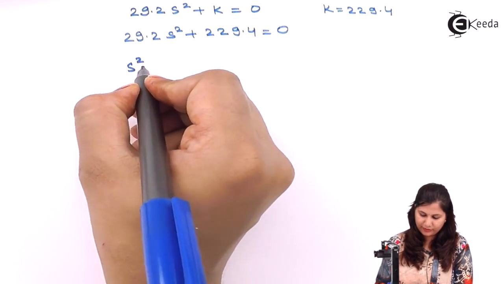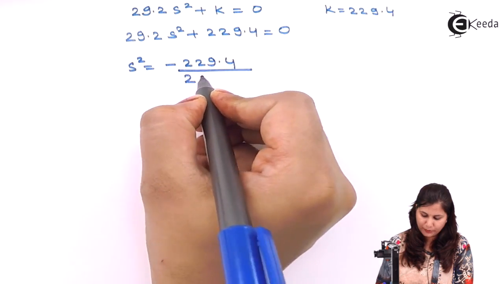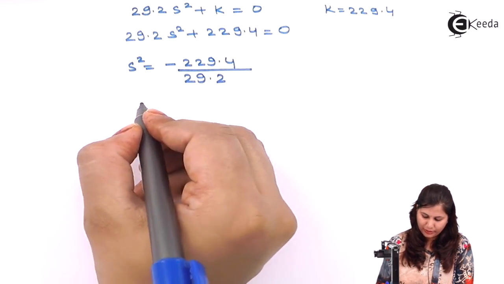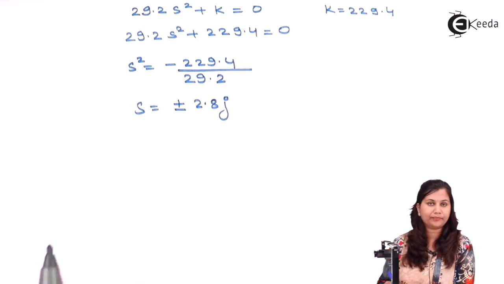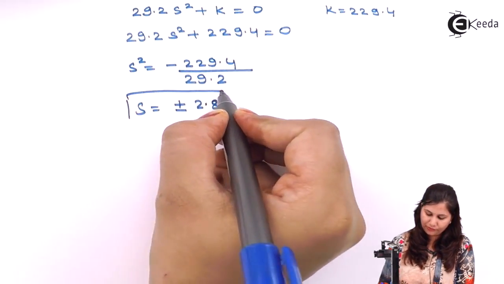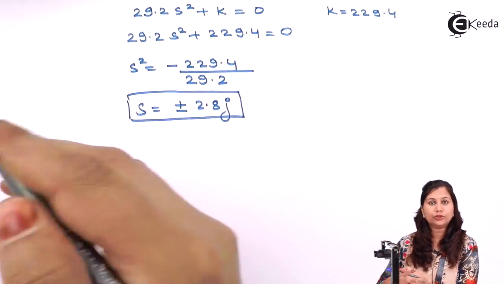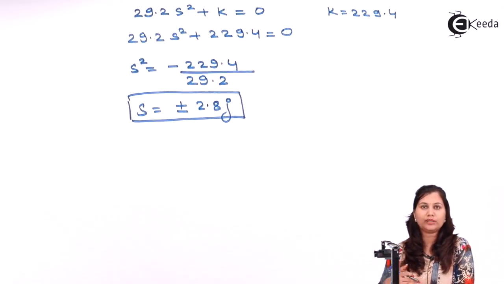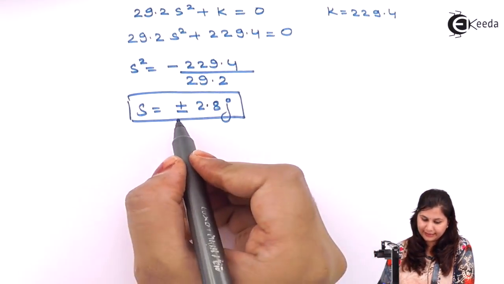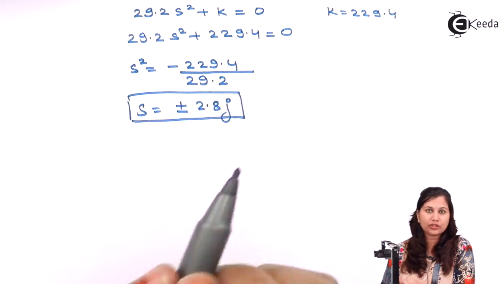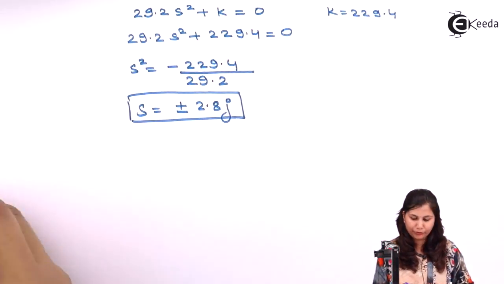So s square will be minus 229.4 divided by 29.2. So s will be equal to plus minus 2.8j. Okay, this is the value of s. So we have the two intersection points of the root locus with the imaginary axis. One is plus 2.8j and second is minus 2.8j. Now this was our step number 4.